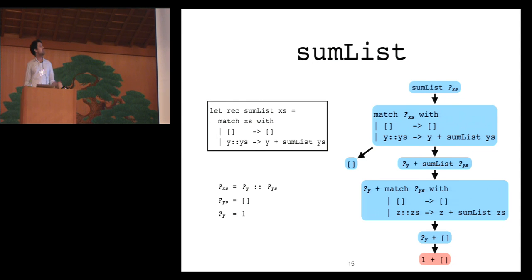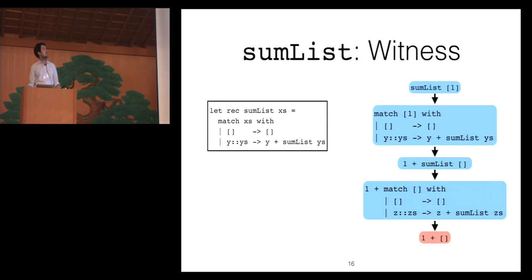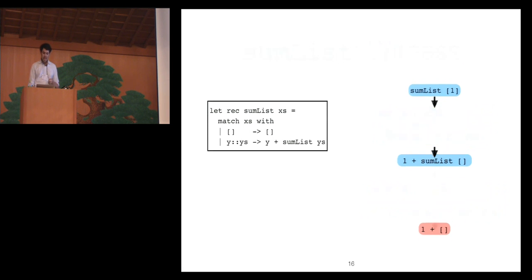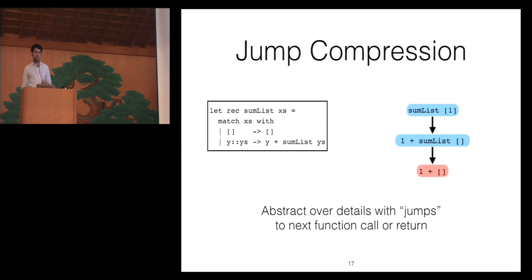So now we've actually found a nice witness, and we can go ahead and clean it up a little bit by substituting the instantiations of the holes back into the original trace, and we get this trace. Of course, this is kind of verbose. There's a lot of stuff going on. So we might take one more step and abstract over some of the details of the trace to what we call a jump compressed trace, where each of the arrows abstracts over possibly multiple single-step reductions forward to the next function call or return.